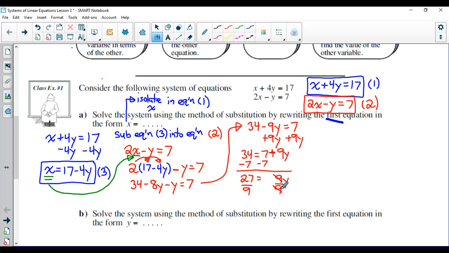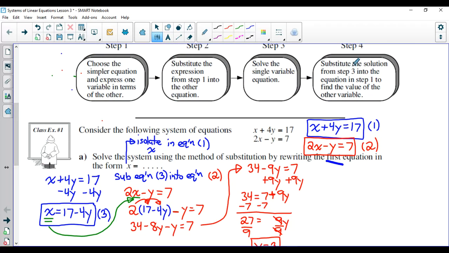9 divided by 9 cancels off, and this tells you that if we graph these two equations, the intersection point would have a y coordinate of y is equal to 3. So that's one part of my solution. That's step 3. Now step 4 says substitute the solution from step 3 into the equation from step number 1 to figure out the other variable.